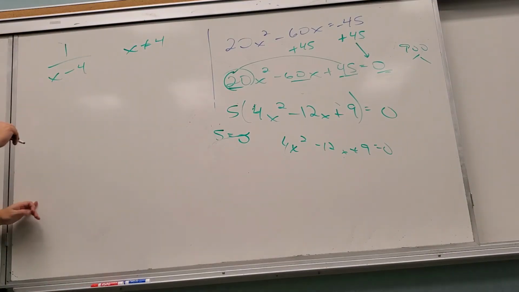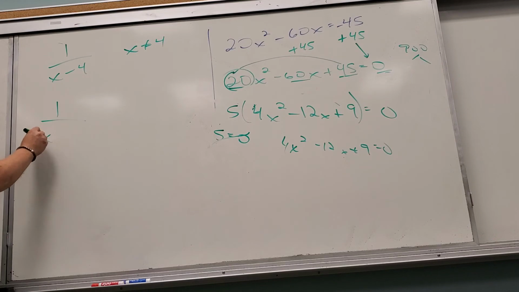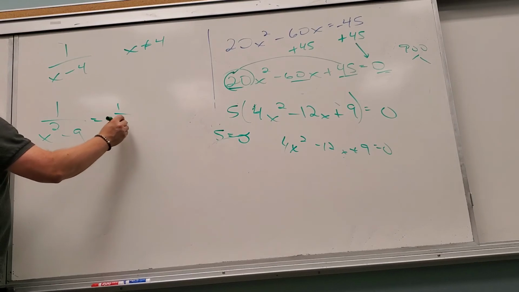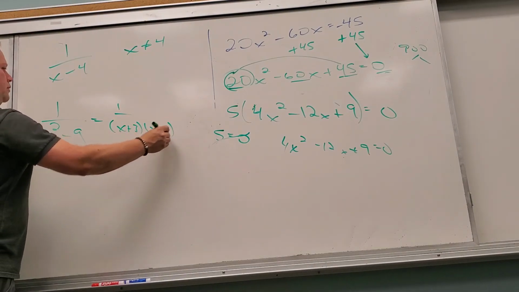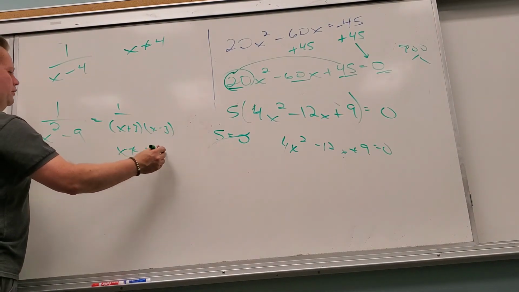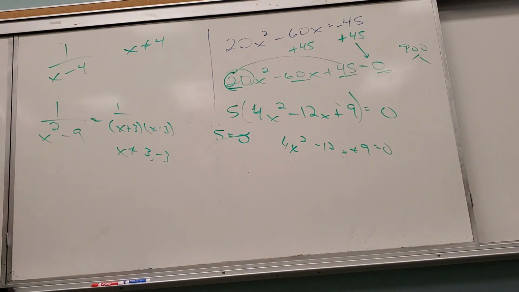You guys with me? What if I gave you this one? What's the domain of this? It can't be positive 3 or negative 3. Yeah, because what do I do with the bottom to see what makes it 0? I factor it so I can see what makes it 0. So now there's two things, x can't be 3 or negative 3. So that's another thing factoring does for us.